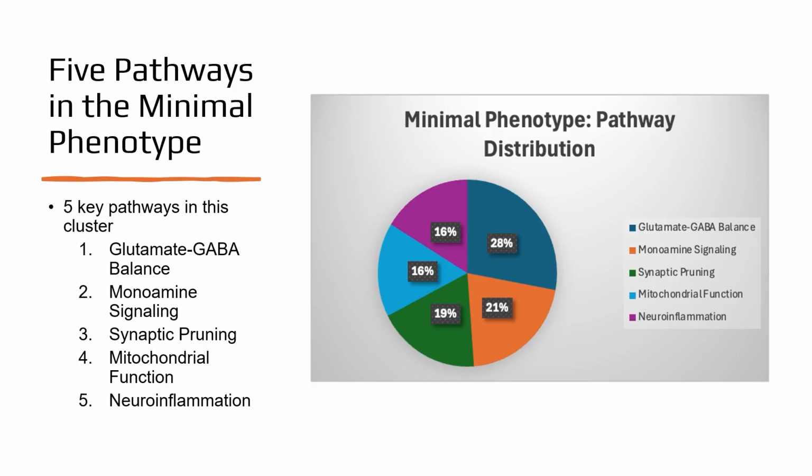Mitochondrial function makes up about 16% of these cases, meaning that the cells aren't producing enough energy to sustain high-level brain function. This can present as brain fog, poor motor coordination, or extreme fatigue. Neuroinflammation also makes up about 16% of cases. This is driven by chronic inflammation of the nervous system and often leads to irritability and hypersensitivities.